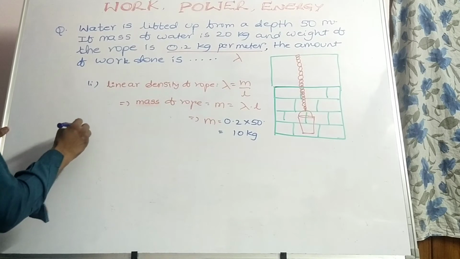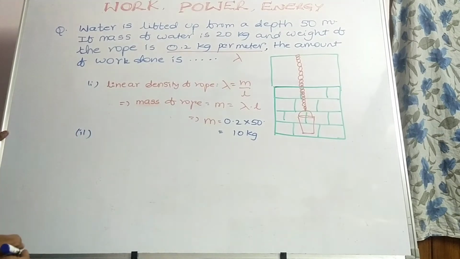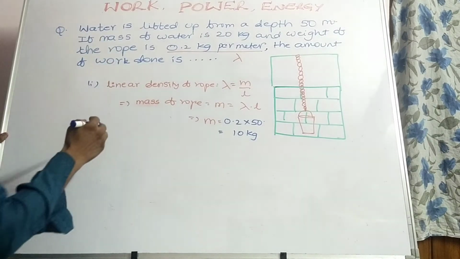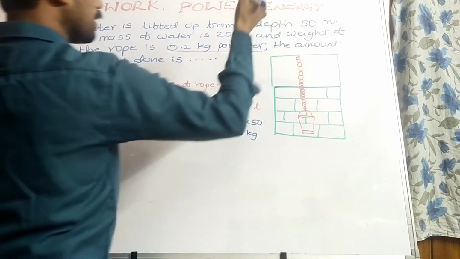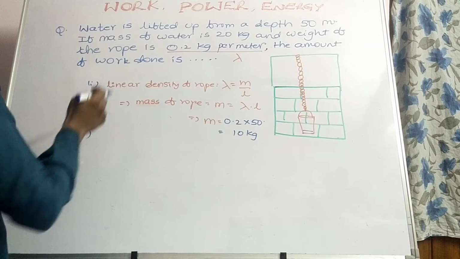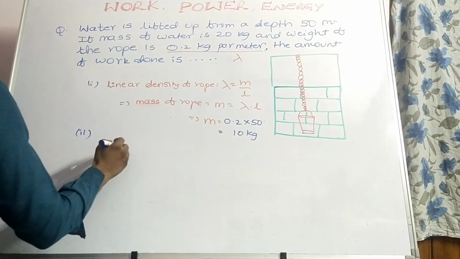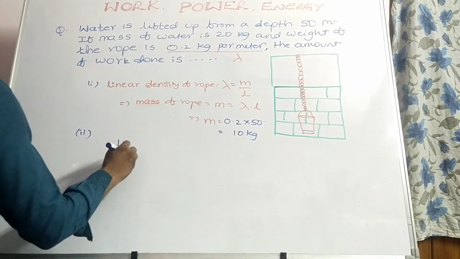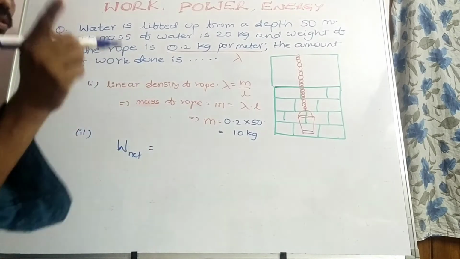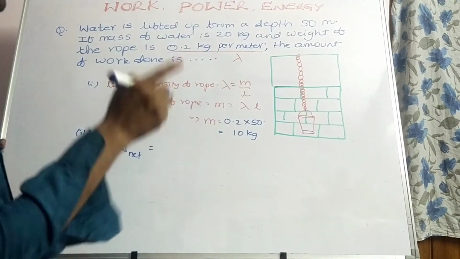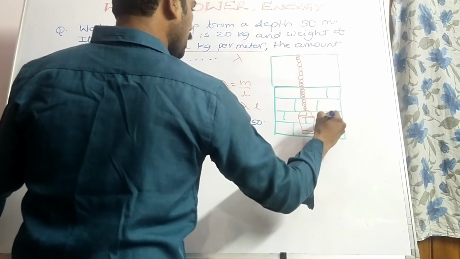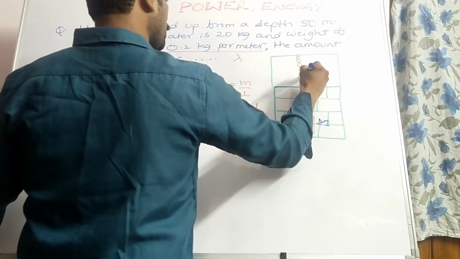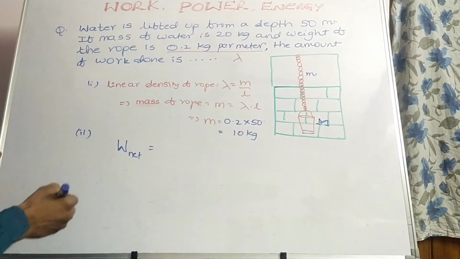Next, what is the work done here? The work done to bring 20 kg of water from the well. For that, the net work done, here we have to pull both the water as well as the rope. So we have to consider both masses: the mass of the water is capital M and the rope mass is small m.